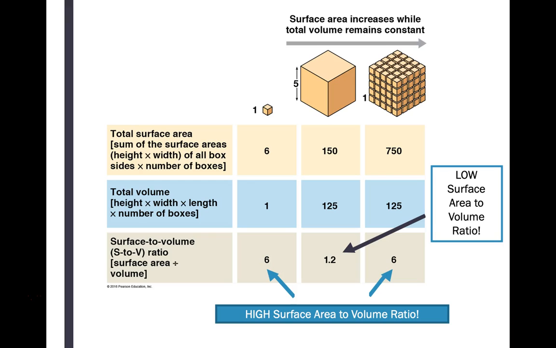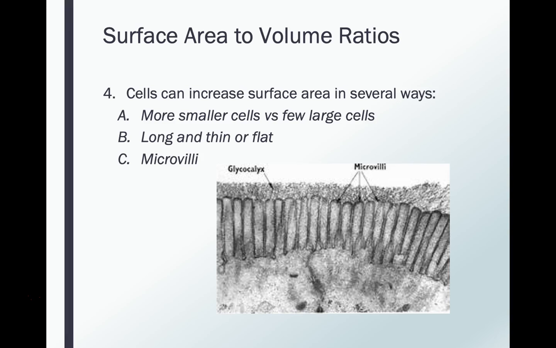So that small cube has a higher surface area to volume ratio. So cells can do a couple of things to increase their surface area to volume ratio and to limit their volume. I'm going to come back to this picture in just a minute, but they can do a few things.